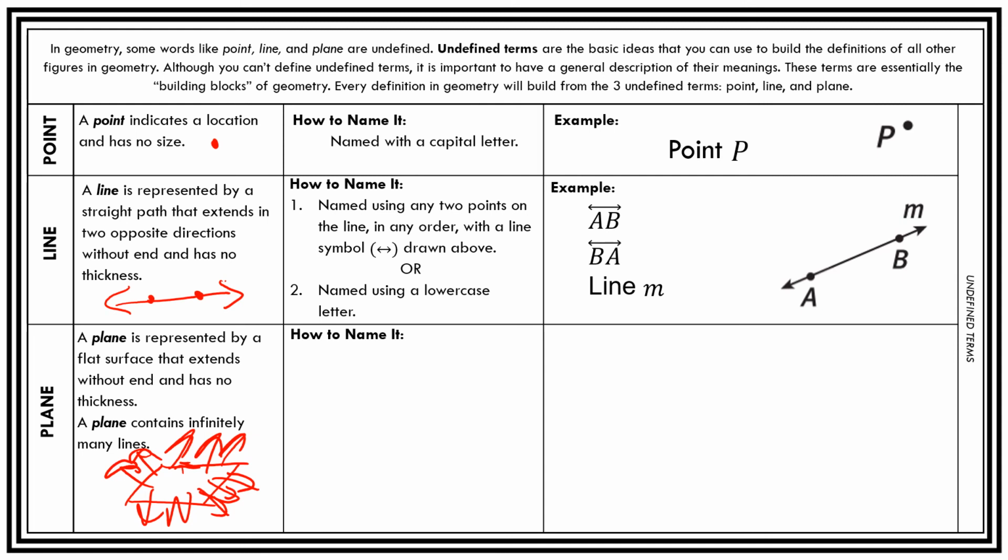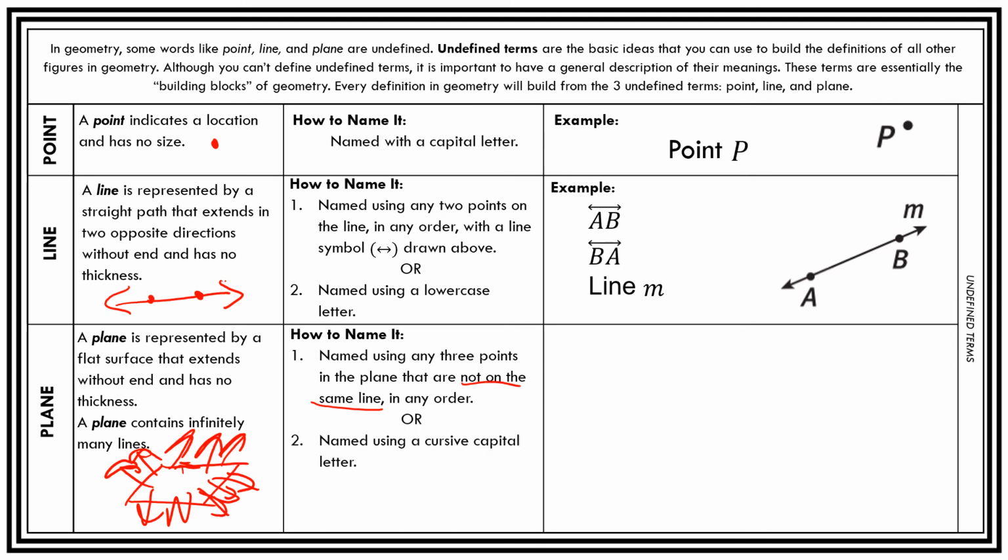So, how do we name a plane? Again, we have 2 different ways that we can name a plane. The first way is named using any 3 points in the plane that are not on the same line. That's important. Not on the same line. But they can be in any order. Okay? So, not on the same line is important. We call this, they are not collinear. That's what that means. Or we can name a plane using a cursive capital letter. Alright. So since we name a plane with 3 points, there are many possible names for a plane.